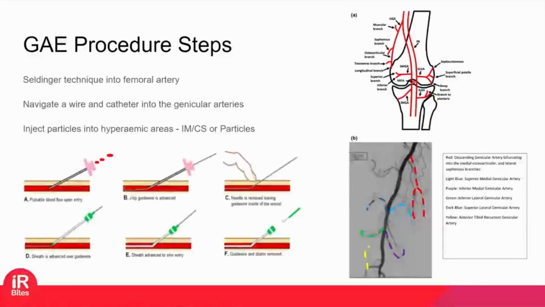So in terms of how that applies to the genicular arteries, there are 6 in total, but they come off the common femoral artery generally.